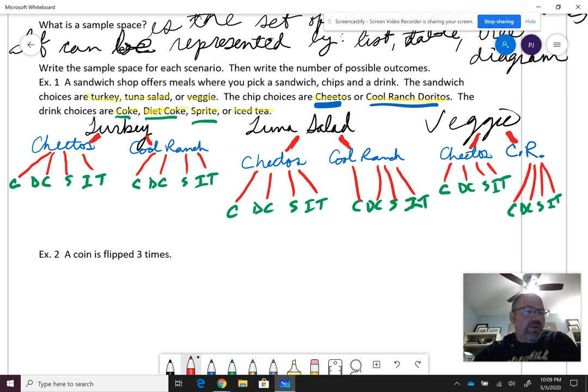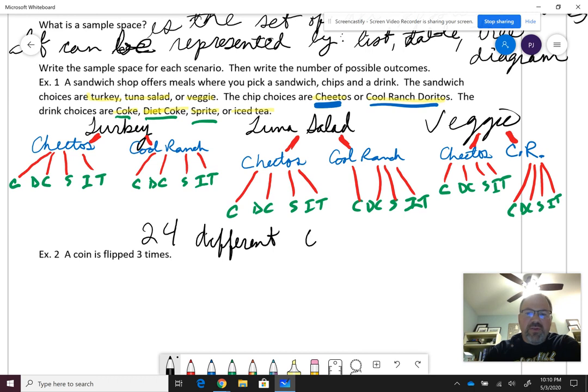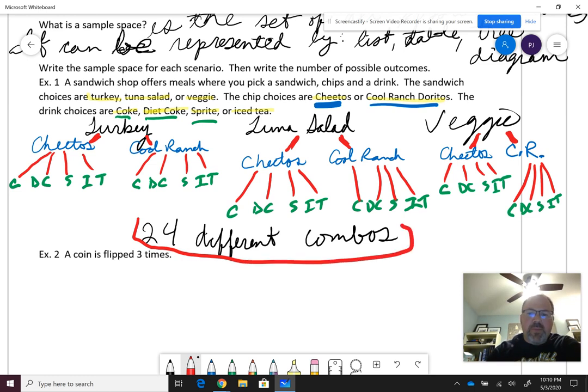All right, so what we're looking for is how many combinations do we have here at the end? And if we count them up, there should be 1, 2, 3, 4, 5, 6, 7, 8, 9, 10, 11, 12, 13, 14, 15, 16, 17, 18, 19, 20, 21, 22, 23, 24. All right, so there's our solution right there. So there are 24 different combos. Right? That's example 1.